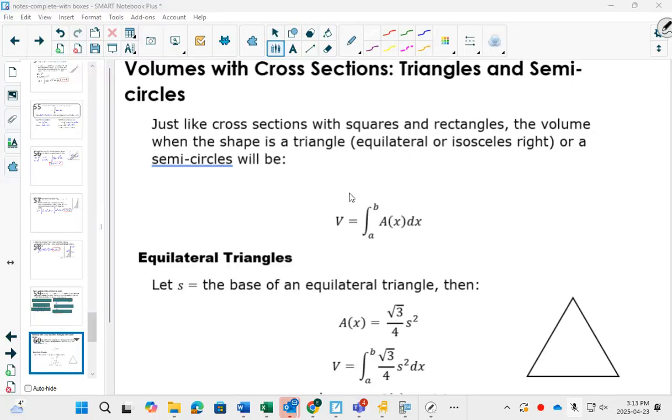Cross sections, other shapes, triangles and semicircles. So as long as you can figure out the area of the cross section, you have to know the formula to find that area, then you could do that and add it up all along. Because this is the idea of any cross section. It's just adding up all the areas of whatever your cross section is.